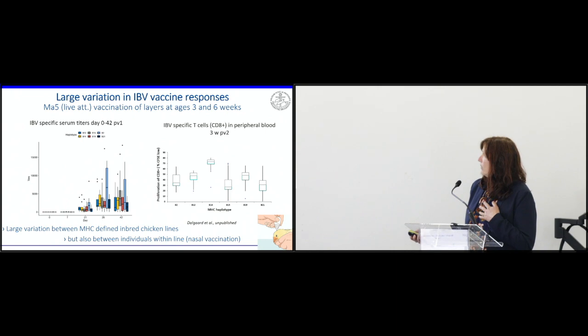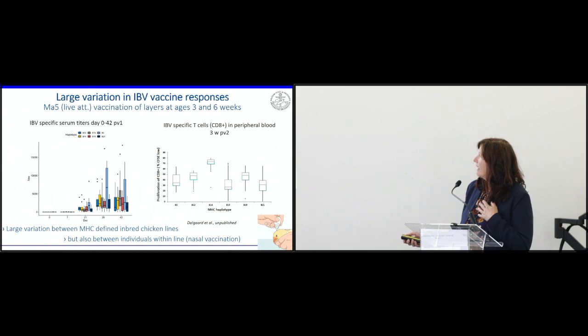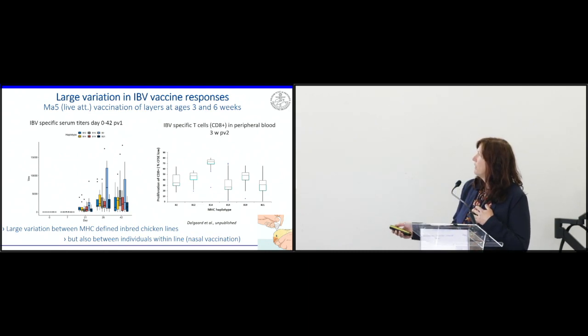This is from an old study where we've used some of the university lines. We've got some inbred lines with highly characterized MHC haplotypes, and you see that the humoral and the cellular responses to a live attenuated coronavirus vaccine are really varying between these inbred lines, but also very much between individuals within a line.